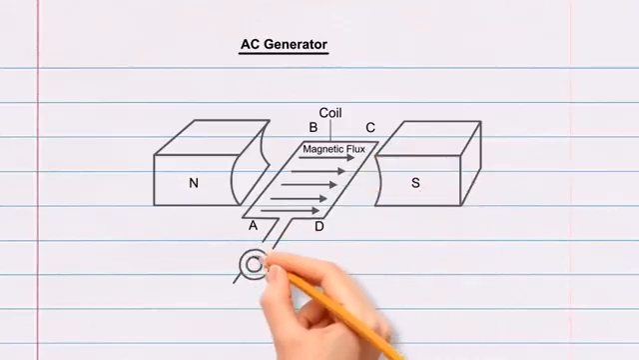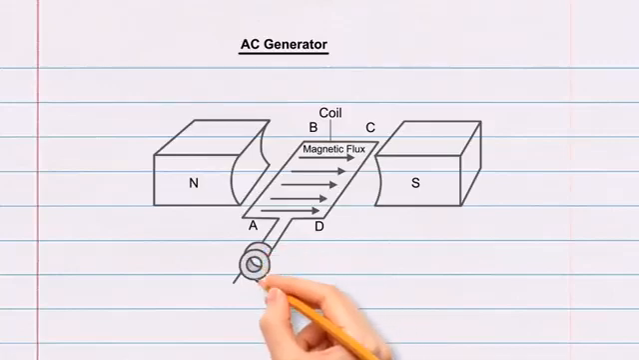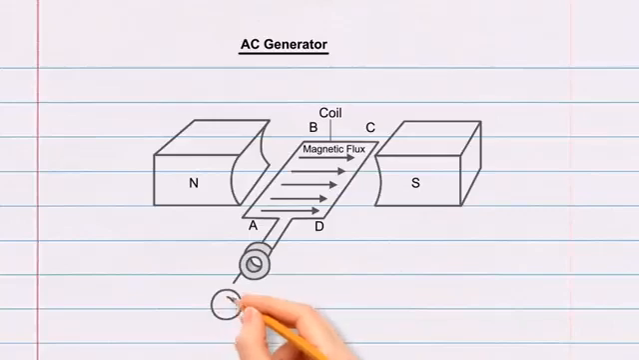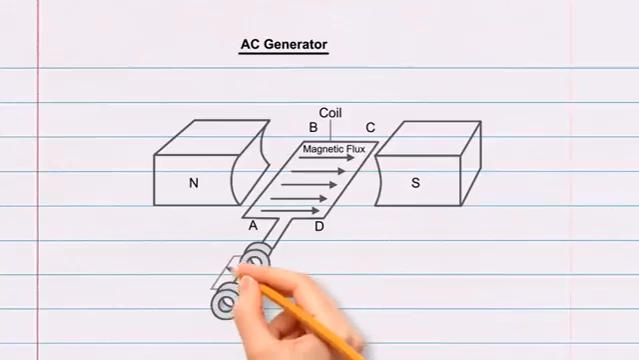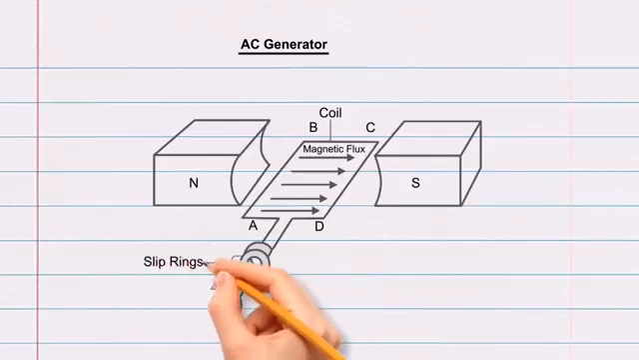Draw 2 circles and connect them to form a horizontal cylinder and shade it. Similarly, draw one more cylinder with the same size a little away from the first cylinder. Label the cylinders as slip rings.